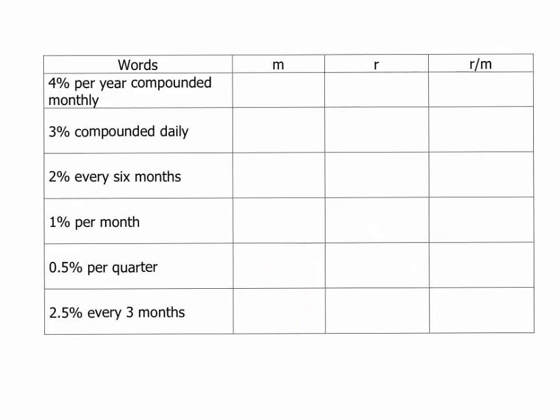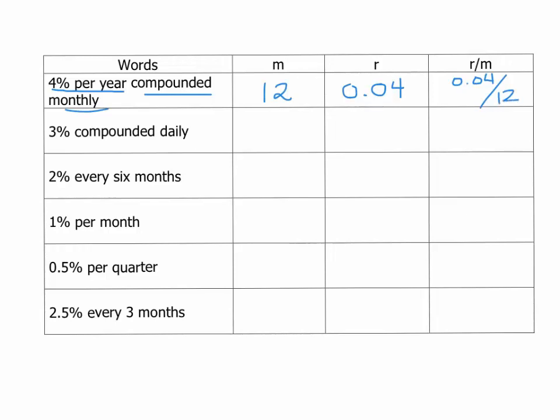Let's look at a few different ways the interest rate and compounding style can be presented in words. If I look at this first example, it says 4% per year compounded monthly. This is exactly how we've seen it in previous examples. In this case, it's compounded monthly, so M is going to be 12, and it's 4% per year, so our R is going to be 0.04, and R divided by M is 0.04 divided by 12.